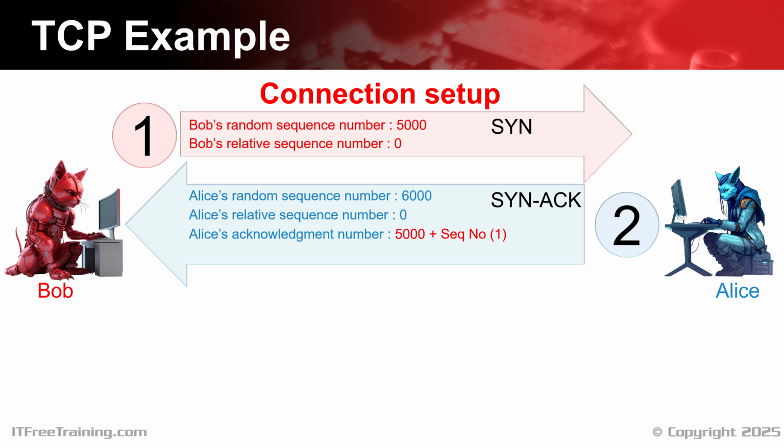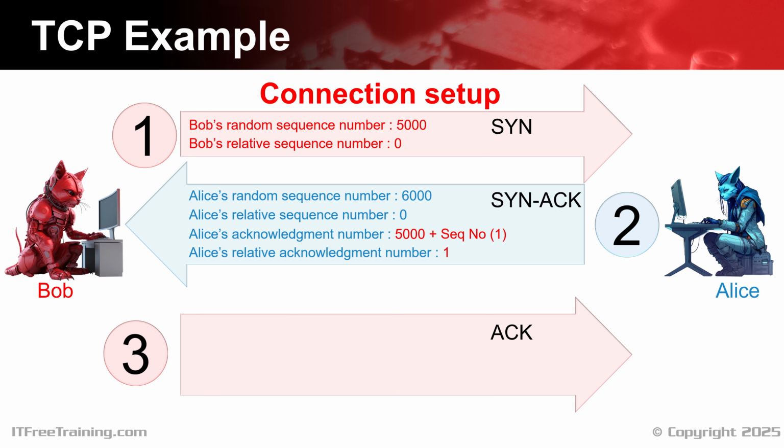In this case, there is no data being transferred, but we have to increment the acknowledgement number to indicate the message was received. Since the sequence number has increased, the relative acknowledgement number will also increase by 1. Alice has acknowledged Bob's sequence number, but now Bob needs to acknowledge hers. In order to do this, Bob sends an acknowledge message.